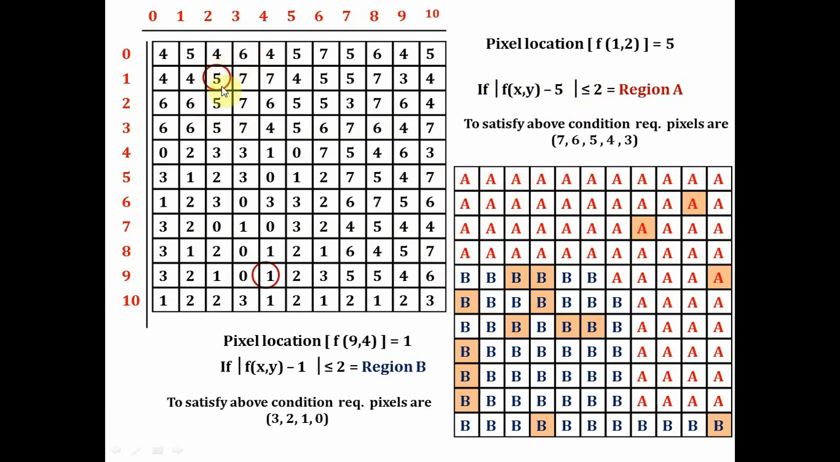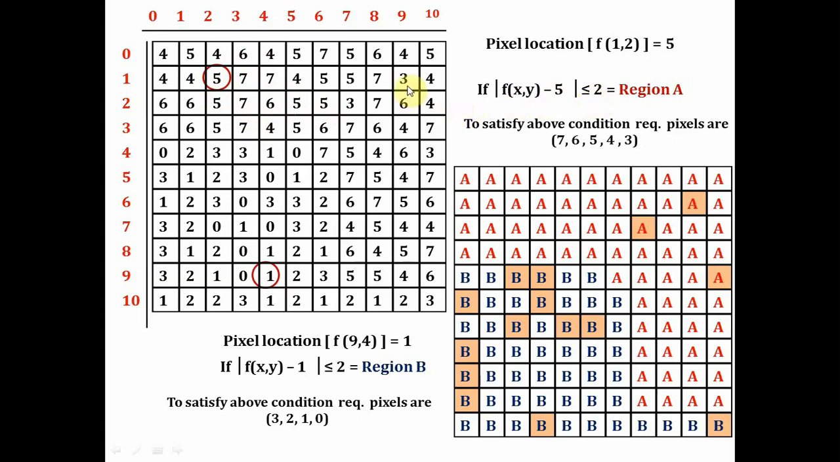Now you are done with the 4. Now you will go for 6. 6 minus 5 is 1, that is less than or equal to 2. So you will mark all 6 as A. Then you will go for the remaining pixels, they are nothing but 3, 2, 1, 0, 3. Now 3 minus 5 is minus 2. Because of the modulus it will be 2, that is equal to 2. You are satisfying the condition, so you will mark 3.